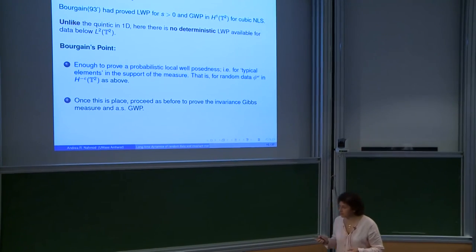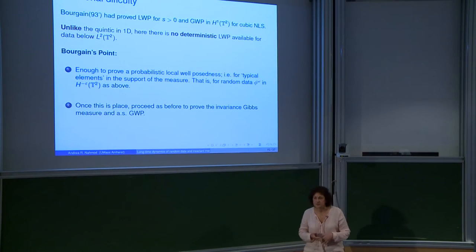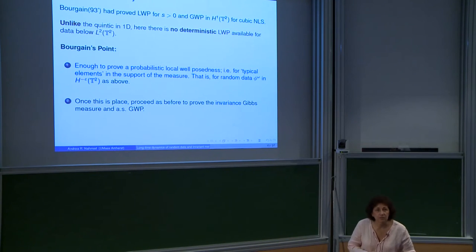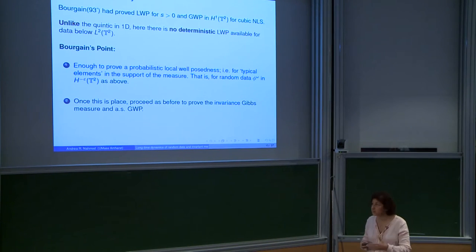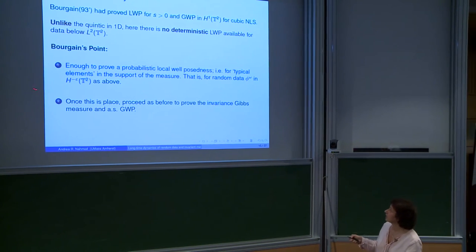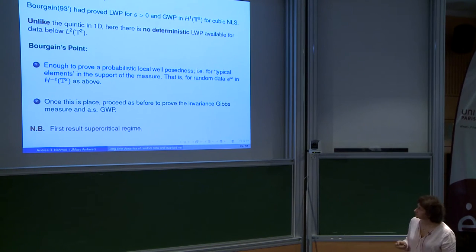And if you look at this paper from 96, which is a very long paper, like 56 pages, about 50 of those are just to prove the probabilistic local well-posedness. So that's the heart of the matter in that paper, and the rest just follows the same as before. So that's what I said there, and this is what I said a minute ago.